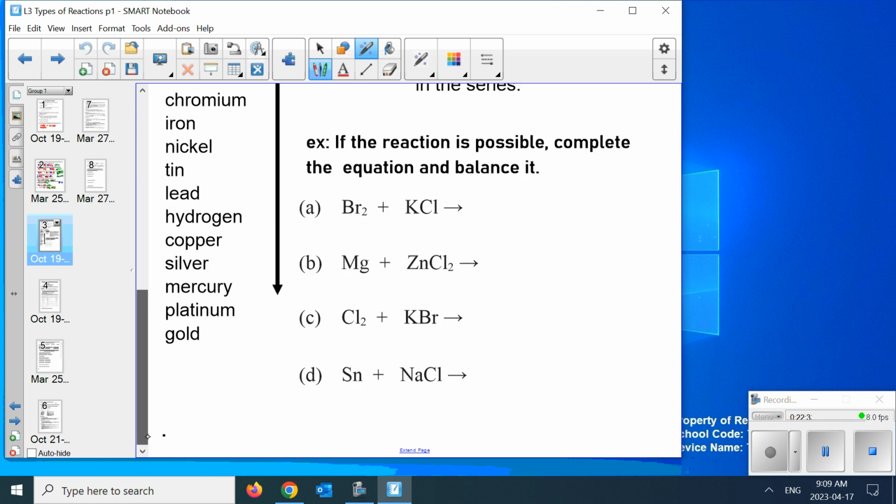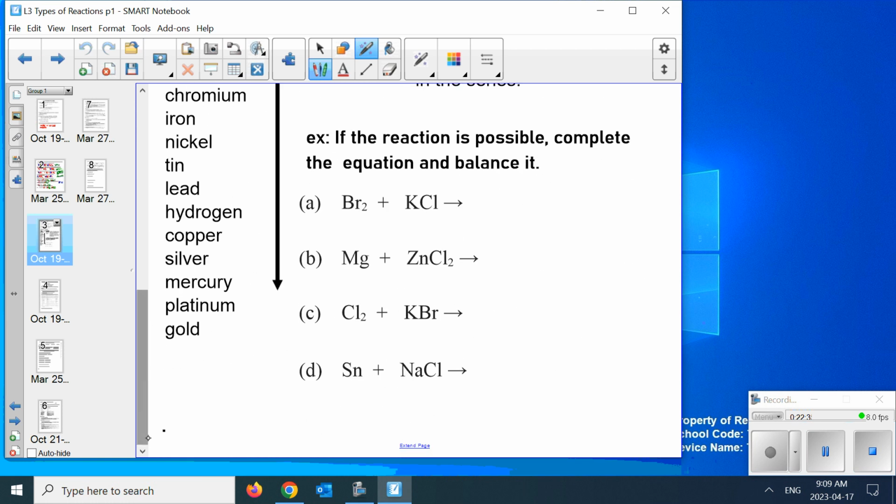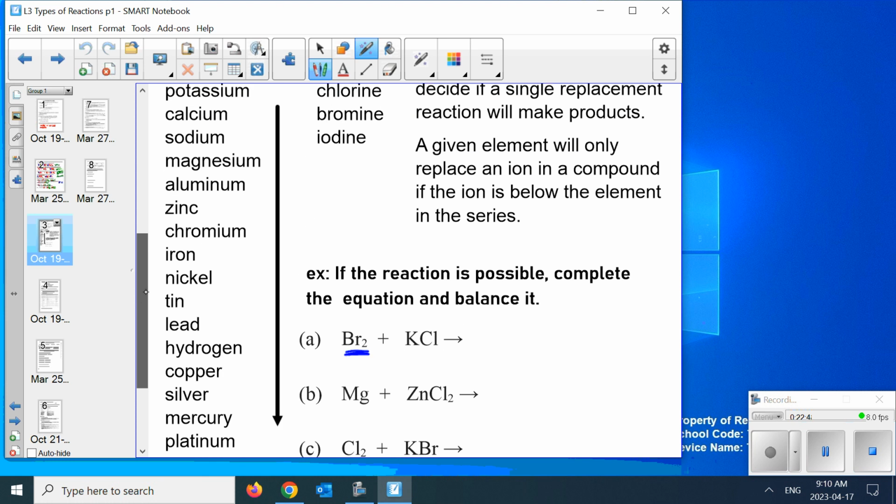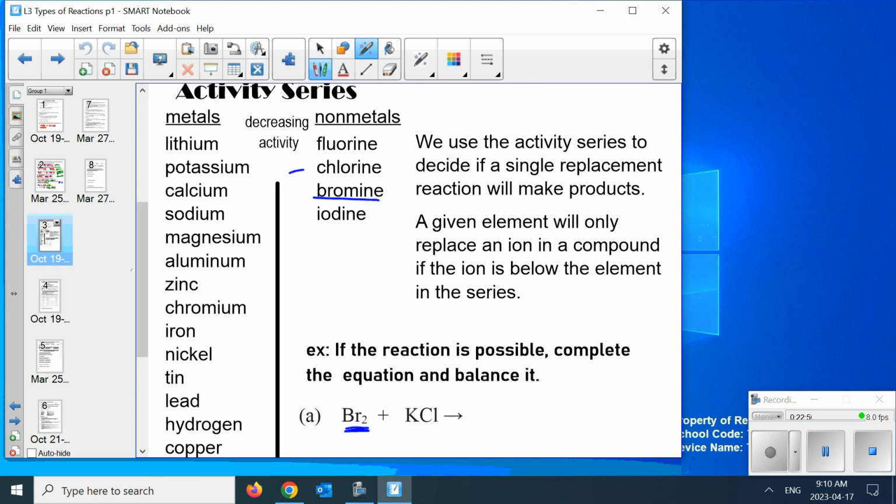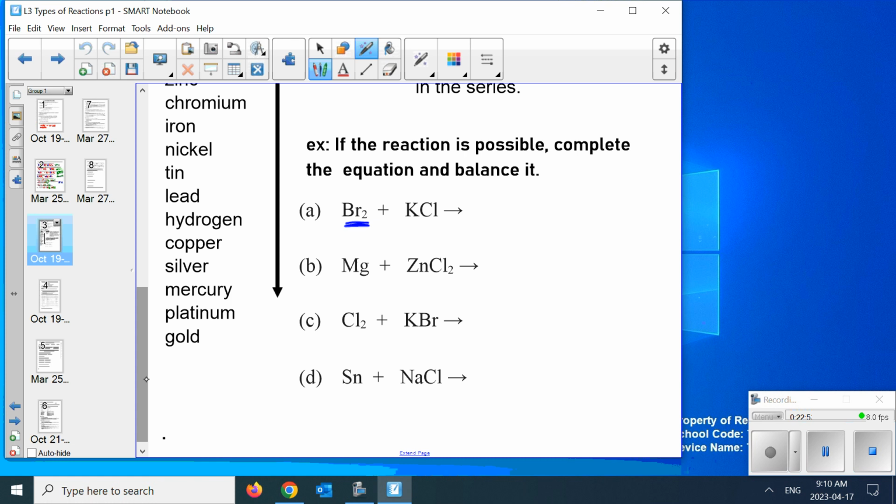Now, those ones were complete. If a reaction is possible, complete the equation and balance it. Well, let's just take a look right off the bat. Is bromine higher than chlorine? No. Chlorine is higher. So you're going to just put NR, no reaction. I'm fine with just NR. That's it. Nothing to balance.